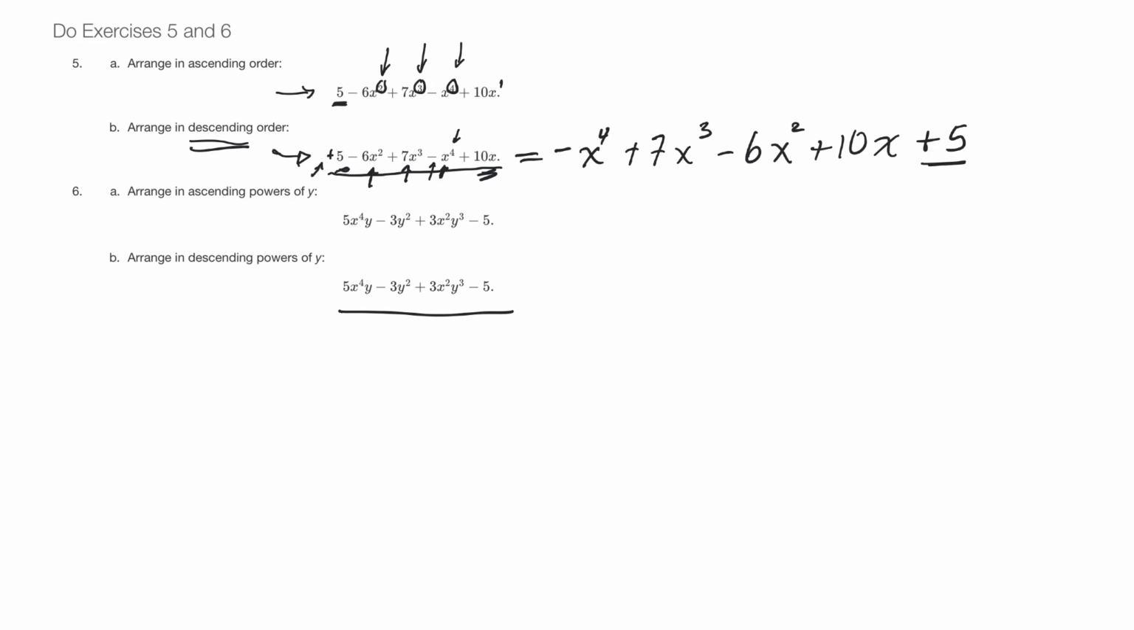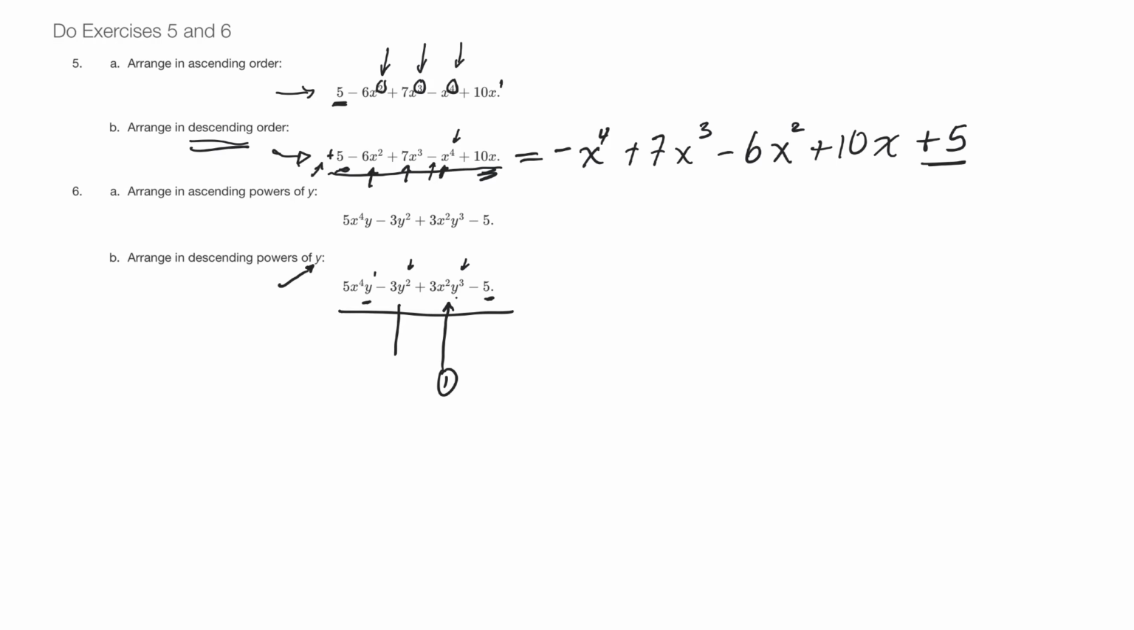So descending, but this one they say descending powers of y. So I'm looking just at the y's. So there's this y would have a 1, this y is a squared, this y is a 3, and this one doesn't have any y's. So the one that has the most y's is this one. I'd write that one first.